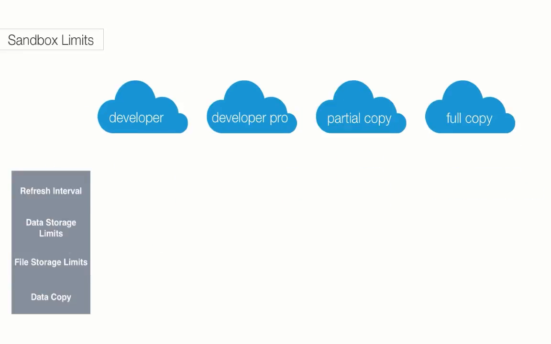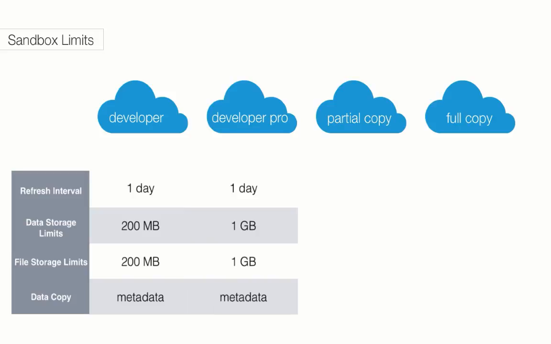This table shows the limitations for different kinds of sandboxes. A developer sandbox can be refreshed every day and has 200 MB of data and file storage limits. Since it has a small storage limit, it is mainly used to copy metadata. A developer pro sandbox, however, can be refreshed every day and has a higher storage limit of 1 GB. You can only copy metadata here as well.